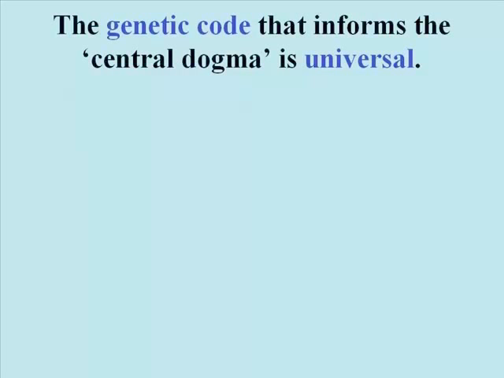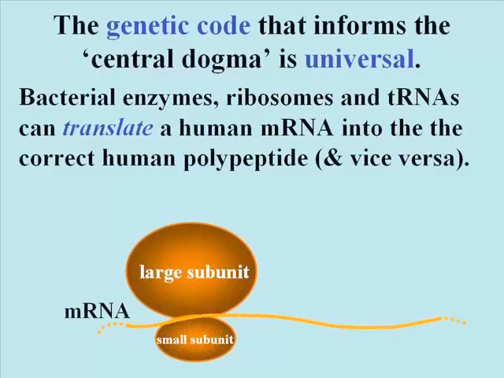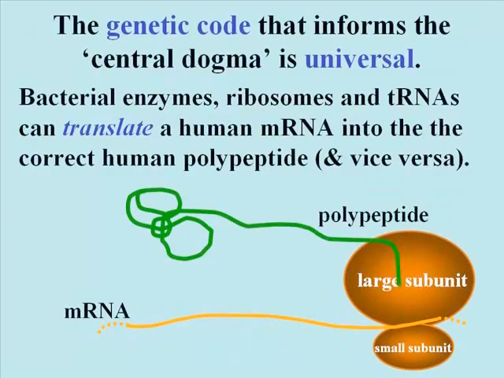Here's a cartoon of two subunits of a ribosome translating a messenger RNA into a polypeptide. This could be an E. coli bacterial or a human, say, liver ribosome. In fact, given the same messenger RNA molecule, either ribosome will make the same polypeptide, that is to say, one with the same amino acid sequence. This is what we really mean by a universal genetic code.